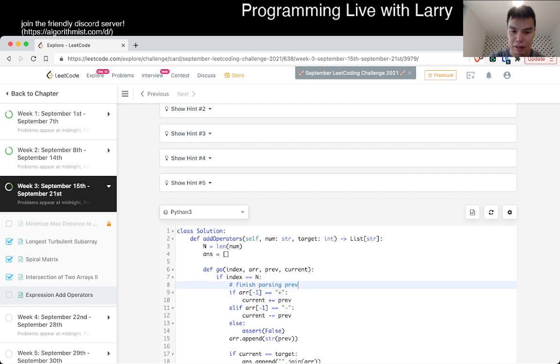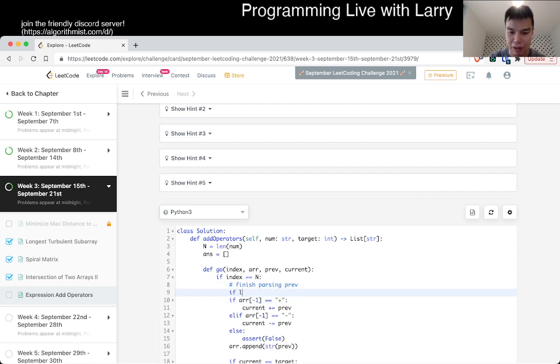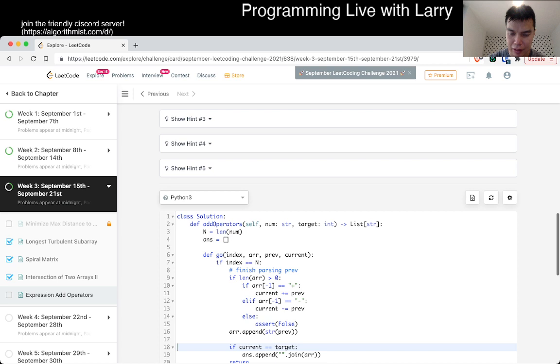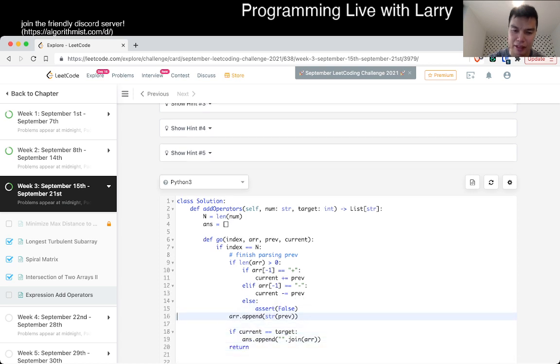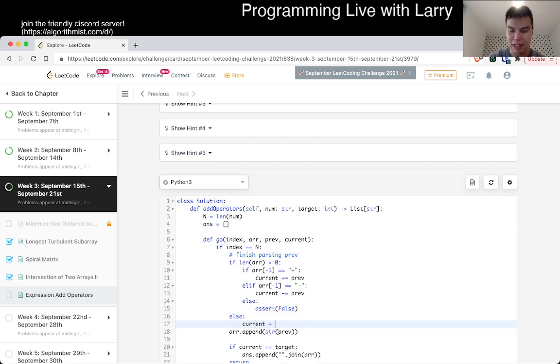yeah, and that's if length of r is greater than 0. Because if it's equal to 0, then maybe we don't need to. But in that case, current is just equal to prev. That means that if there's no previous thing, then your current string is just the current string, right? So your previous would be the current. So okay. Yeah, okay. I think we're okay here.